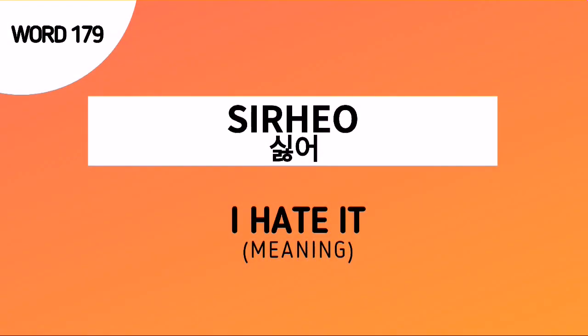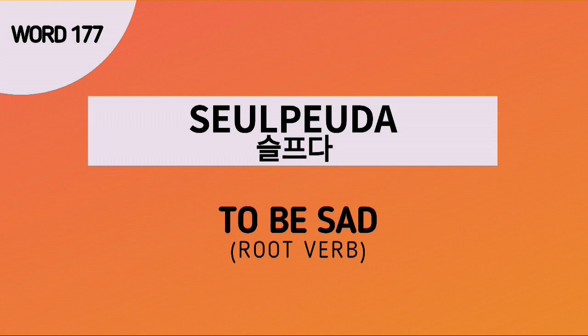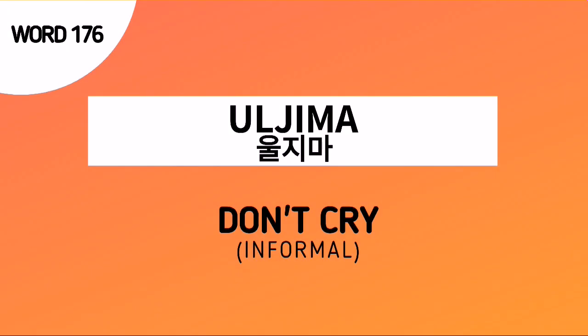Word number 179 is 싫어, and this is used to say, I hate it. Word number 178 is hana, and this is the number 1 of the native Korean numbers. Word number 177 is 슬프다, and this is a verb which means to be sad. Word number 176 is 울지마, and this is an informal way of saying don't cry.